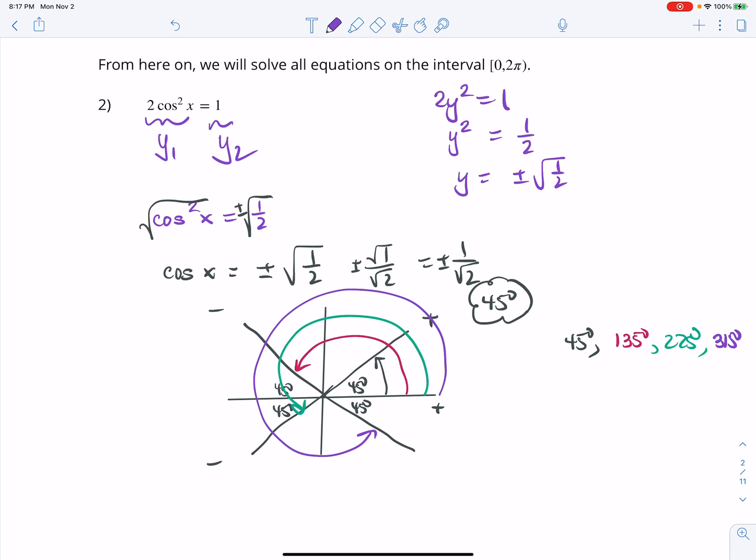So if we want to go to radians, this should look familiar. The answers are pi over 4, 3 pi over 4, 5 pi over 4, and 7 pi over 4. And there's our solutions solving analytically.